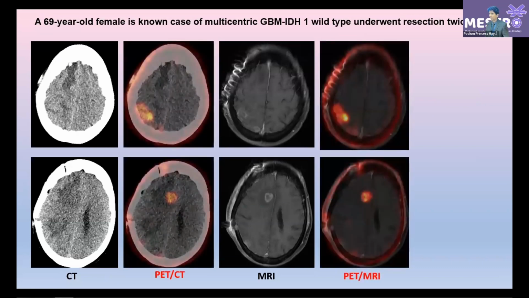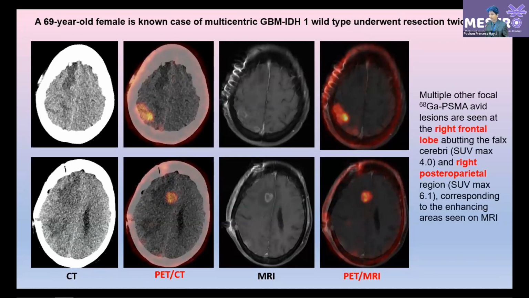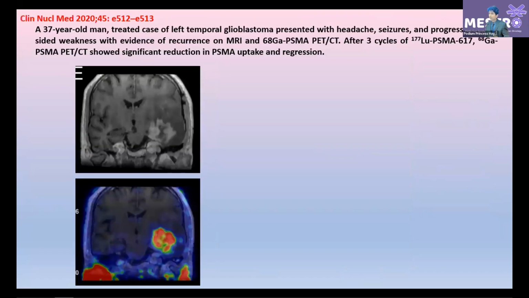You can see that there is not only one area; there are multiple glioma sites in the frontal lobe and the right posterior parietal lobe as well. So PSMA has good sensitivity in localizing the glioma. It can differentiate between active tumor and radiation necrosis. And you can treat those patients with lutetium PSMA as well.